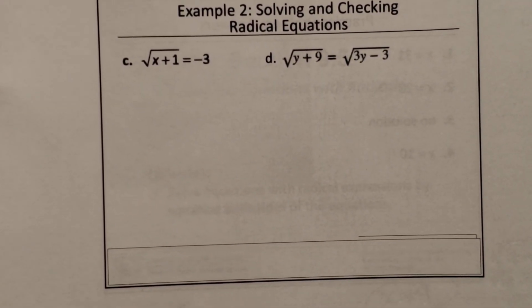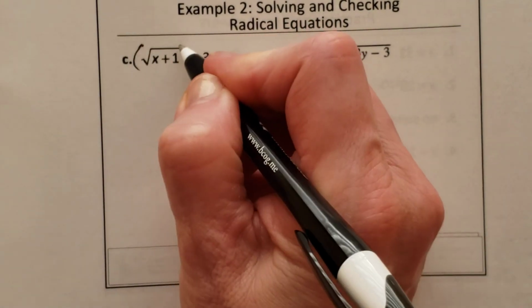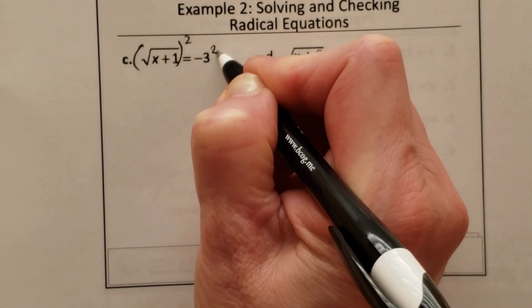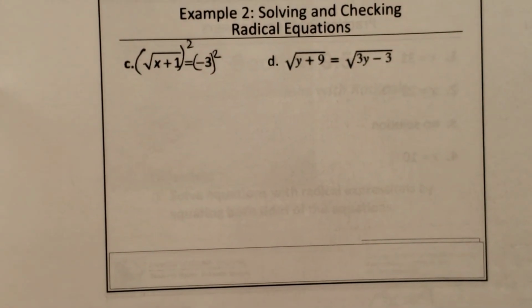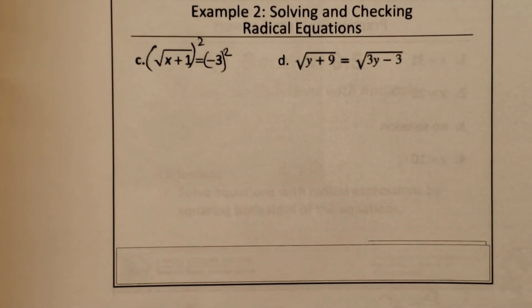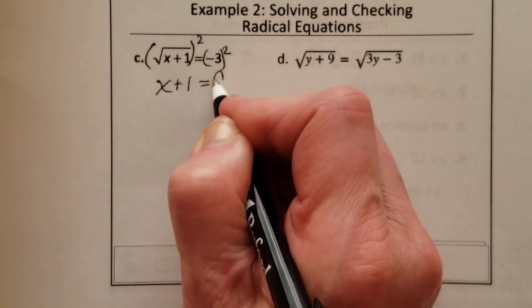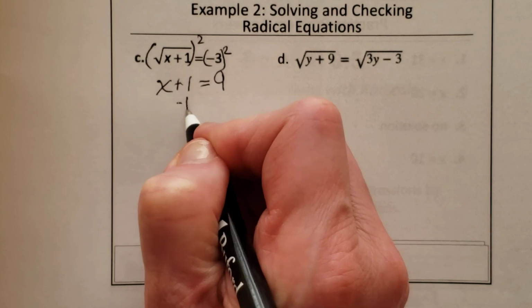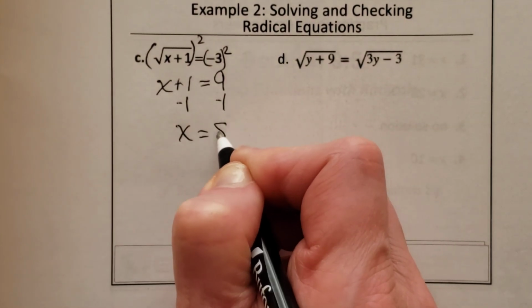All right, letter C. We have the radical by itself, so we're going to square both sides to get rid of that radical. So the square root of x plus 1 squared is x plus 1. Negative 3 squared is 9. So all I have to do to solve for x is to subtract 1 from 9, and I get 8.